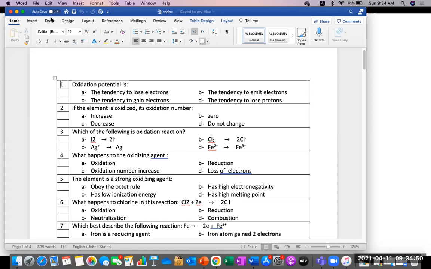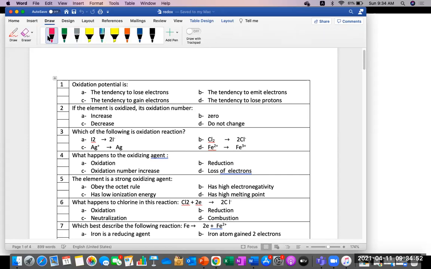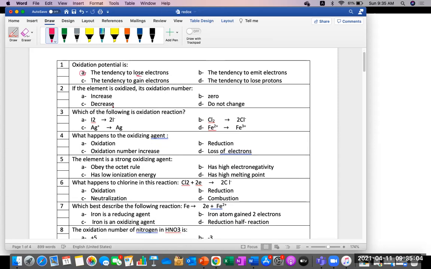Okay, oxidation potential is the tendency to lose electrons. So oxidation is losing electrons. So I will take A because we know that oxidation is losing electrons. Okay, if the element is oxidized, it means the oxidation number will increase. So it will also be A.